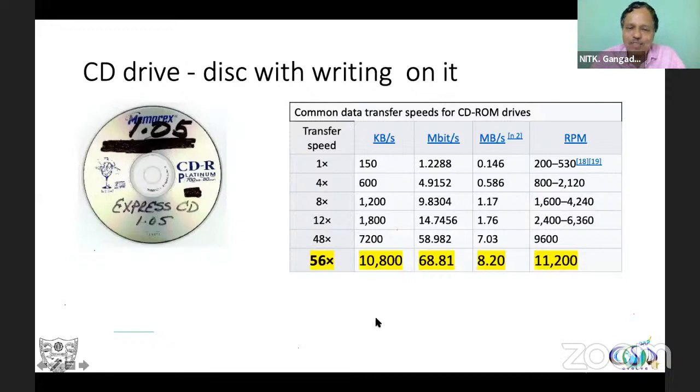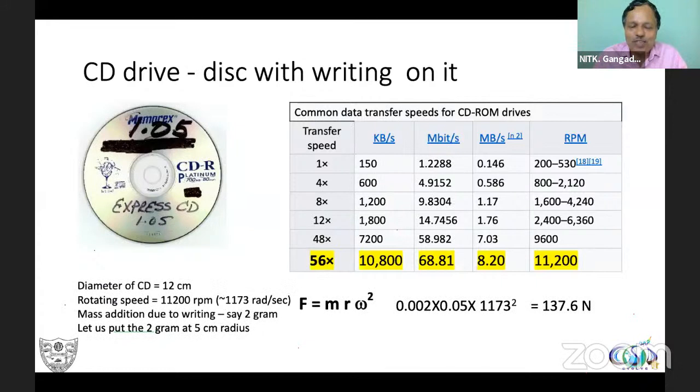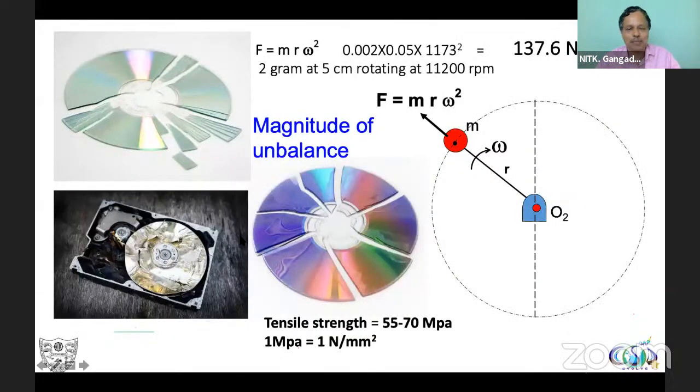Remember, we are looking at what topics are involved in mechanical engineering. And I just calculate the centrifugal force, F equal to m r omega square. I find that by writing 2 additional grams at, say, 5 centimeter, it can create a centrifugal force of 137.6 Newton, which is applied to 1 mm square, is much more than the strength of the material which we use. That means if you write like this, your CD is going to get into this shape.